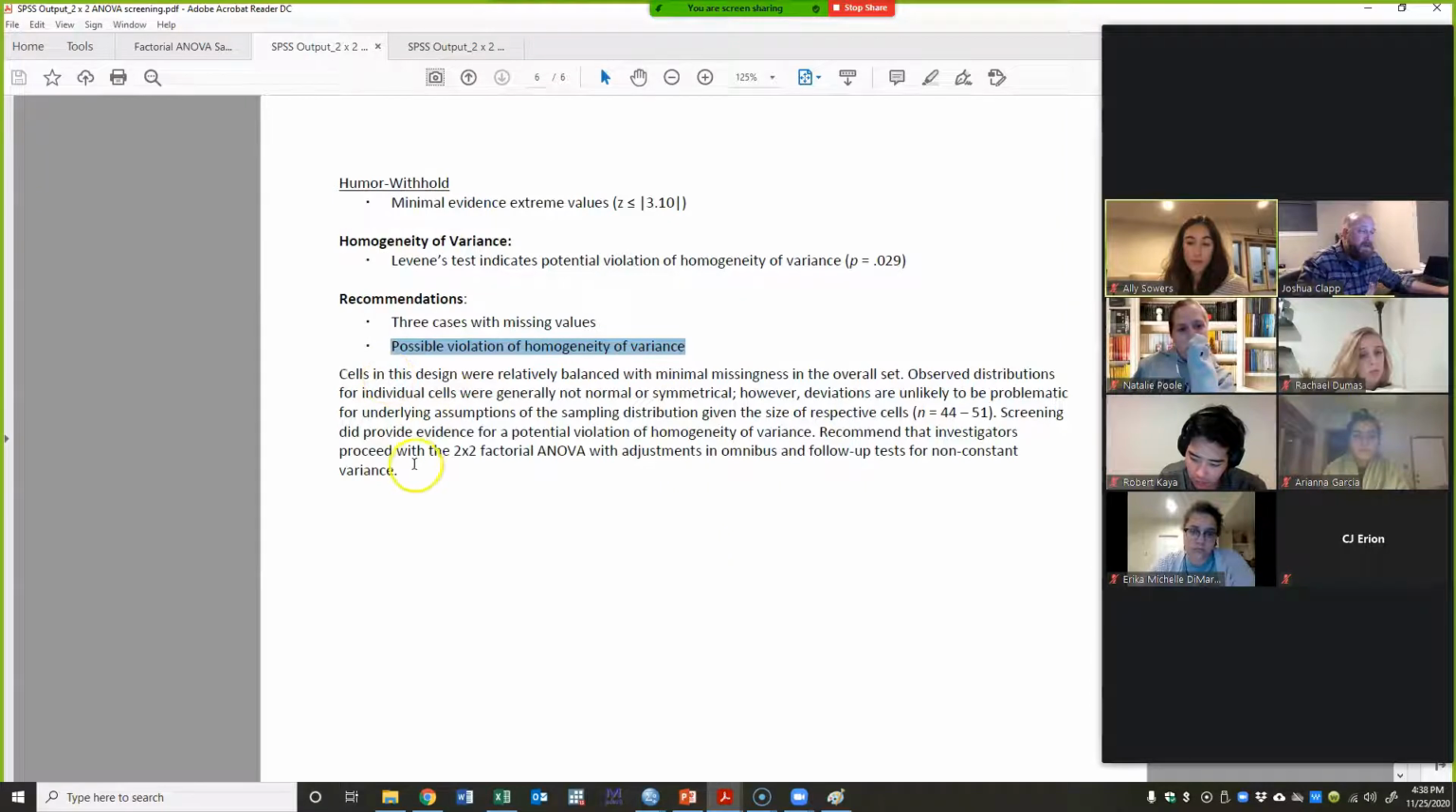And then writing this up, we're saying relatively balanced, minimal missingness, distribution of cells were generally not normal or symmetrical, but deviations unlikely to be problematic for underlying assumptions, particularly given the large sample size. Screening is providing evidence for potential violations of homogeneity of variance. Recommend that we proceed with our ANOVA with adjustments in our omnibus and follow-up tests for non-constant variance across my different groups.